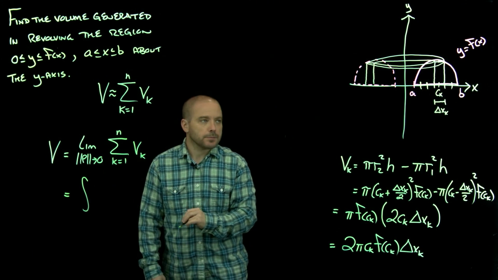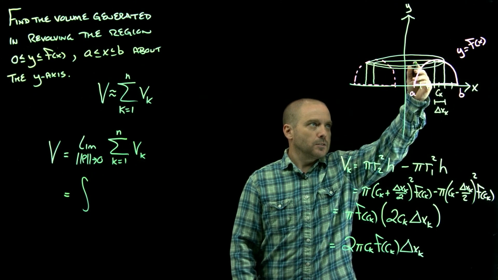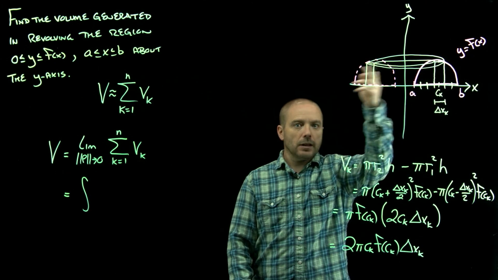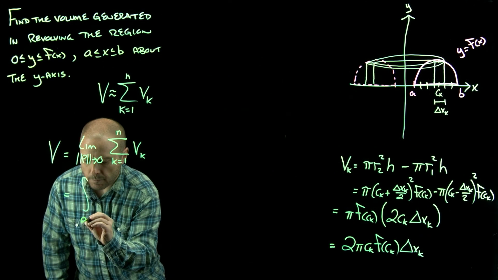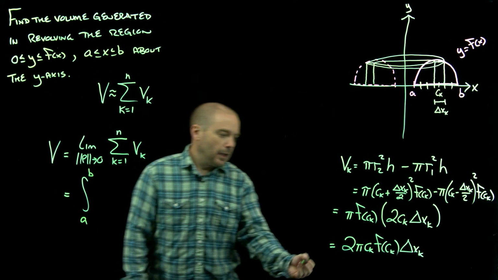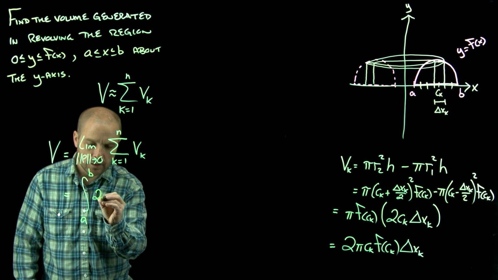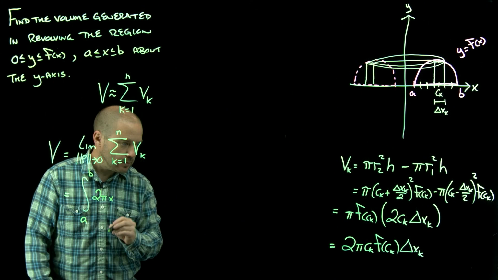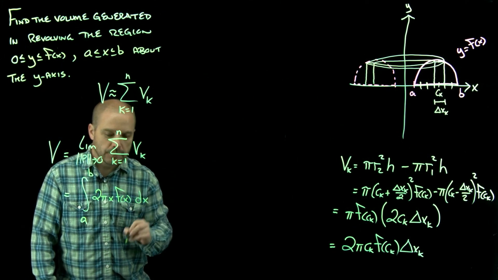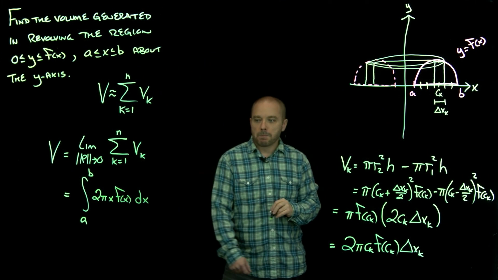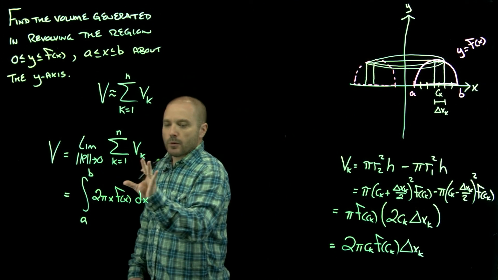Now, what are our limits? When you're thinking of limits, think about what you sliced. You sliced this into a bunch of rectangles that then got revolved. You sliced from x equal a to x equal b. And then this is our v sub k. So in the integral, that becomes 2 pi x f of x dx. So this integral here is a different way of getting the volume.